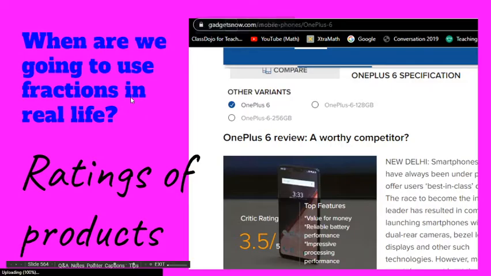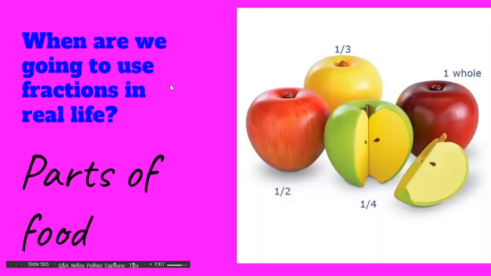All right, so the first example is rating of products. I'm sure you've bought a phone or something in a store recently where you had to rate the product. You can see on the screen 3.5 out of 5 is a fraction, right? It got almost a 4, but between a 3 and a 4 out of 5 stars or whatever the rating was. So that's a fraction. You can also use fractions in real life in baking or food, right? You can say that you have 1/2 of an apple, 1/3, 1/4, or even a whole.